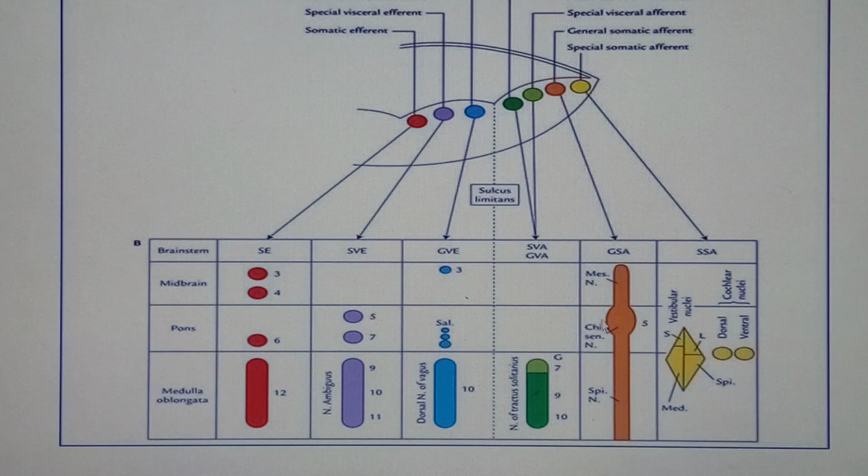Now, my friends, the next thing that I want you to know as we move on should be, of course, the next one, which is GSA, general somatic afferent. And this general somatic afferent has a very huge nucleus, which we find in this column. That huge nucleus starts all the way from the midbrain, goes into the pons, and terminates in the medulla oblongata, and even goes beyond the medulla oblongata to the level of the second cervical vertebrae. So it even joins the spinal cord as well.